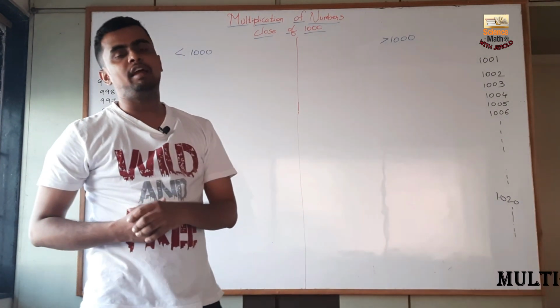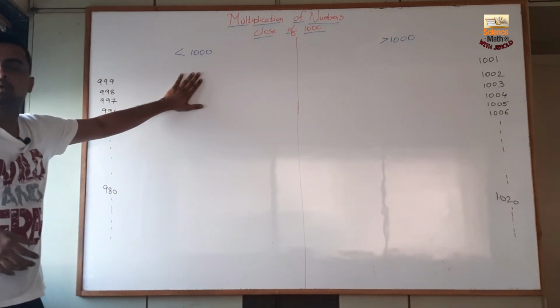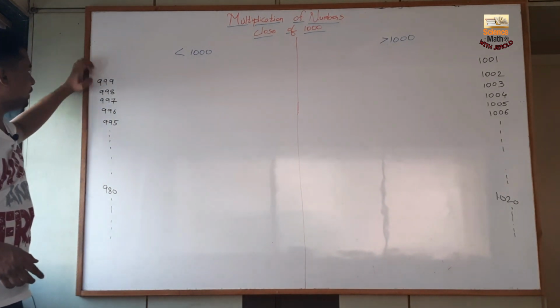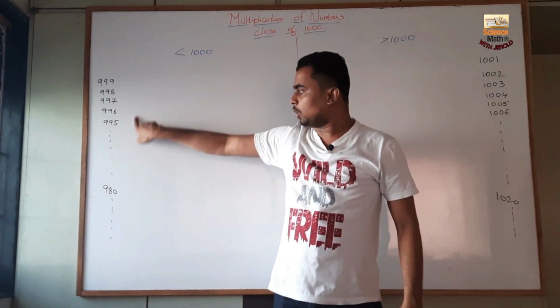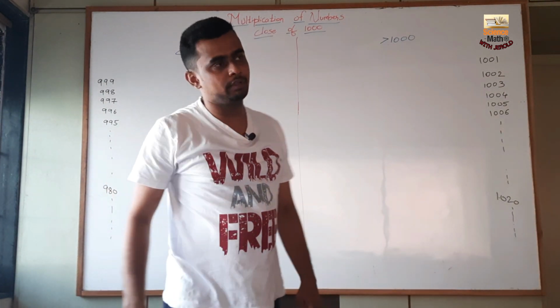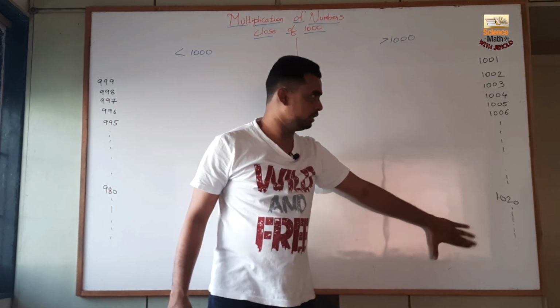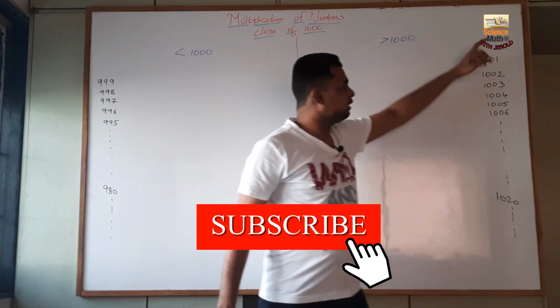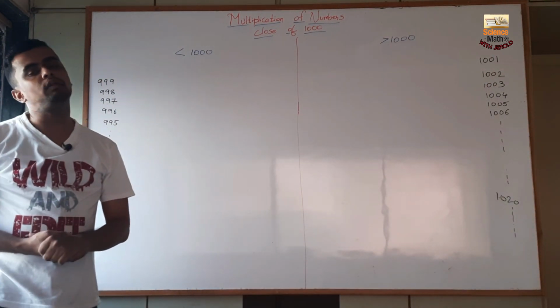And for that we have two types of numbers that are close to 1000. Ones which are smaller than 1000, for example 999, 998, 997. So all these numbers are close to 1000 and smaller than 1000. And similarly you can see some numbers here which are greater than 1000 and close to 1000. So let us see how this is done.